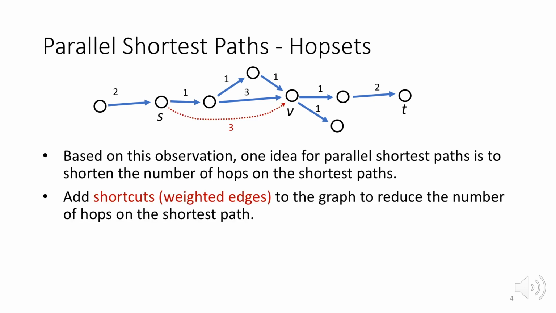So we add shortcuts, which are weighted edges, to the graph to reduce the number of hops on the shortest path. Here we've added the edge from S to V with weight 3. Now the path from S to V is just 1 hop and the distance is still 3. A hopset is going to be a collection of shortcuts. We want a good hopset with quality features that I'll show next.